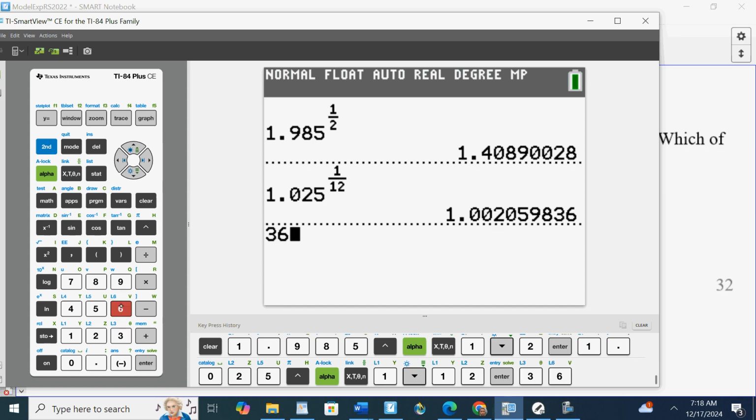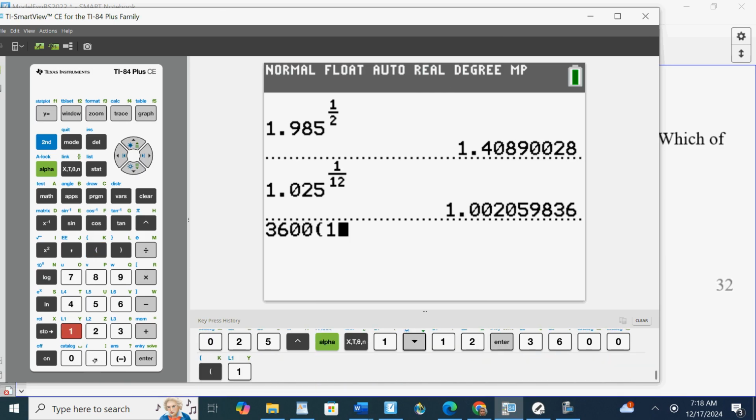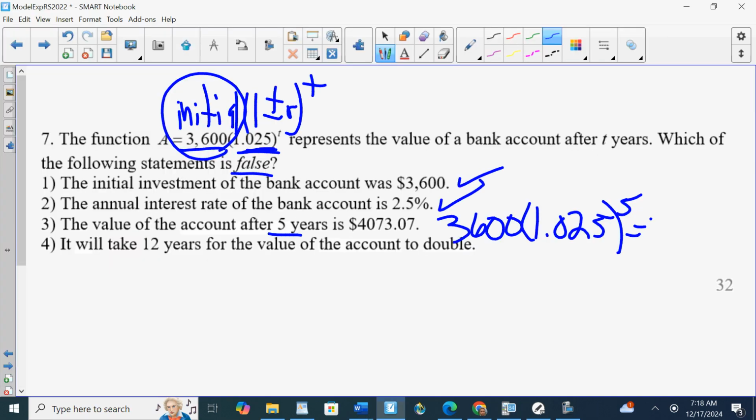I have 3,600 times 1.025 to the power of 5. I've got 4,073.07. So that one looks true. It will take 12 years for the value of the account to double.